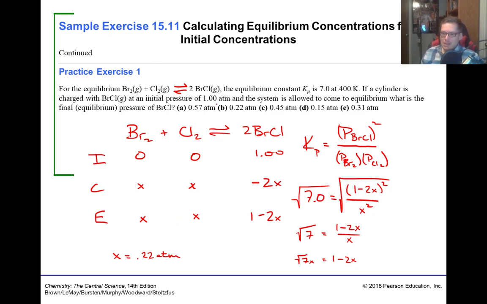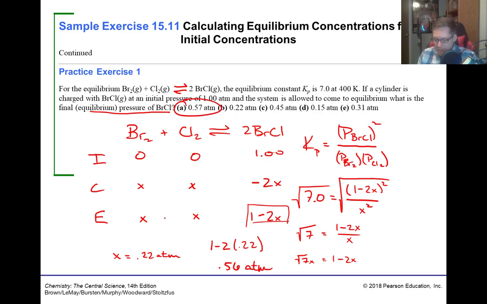Now, you might be tempted, there's our 0.22, mission accomplished. No, not quite, because that's not what it asked for. It says the system is allowed to come to equilibrium. What is the equilibrium pressure of BrCl? All right, well, the equilibrium pressure of BrCl is going to be equal to 1 minus 2x. So you take your 1 minus 2 times your 0.22. All right, so it's 1 minus 0.44, and you get 0.56 atmospheres. All right, so there's your answer right there. So there you go.